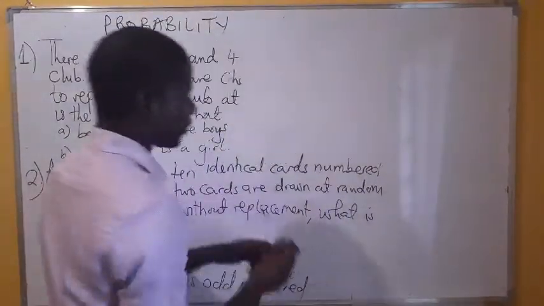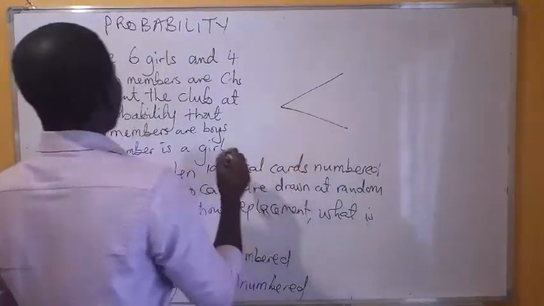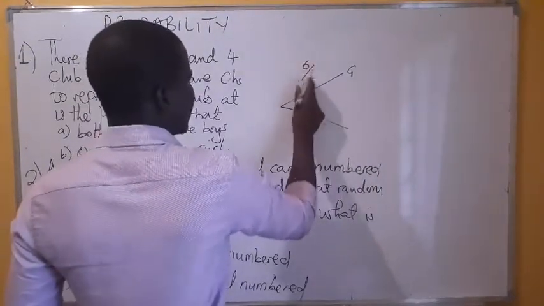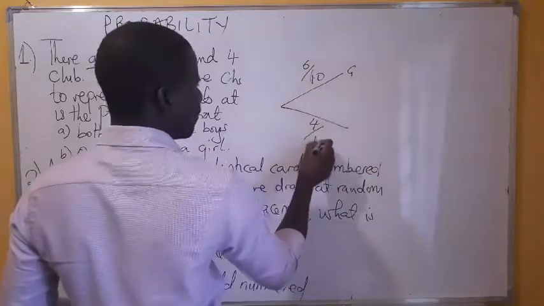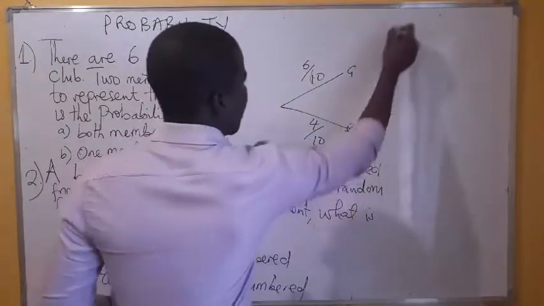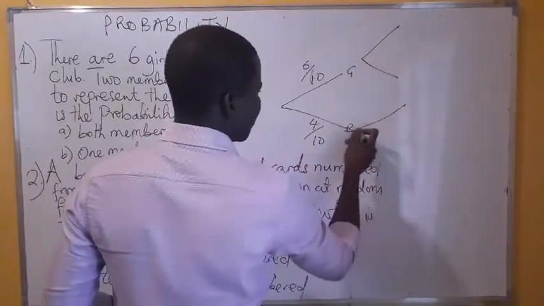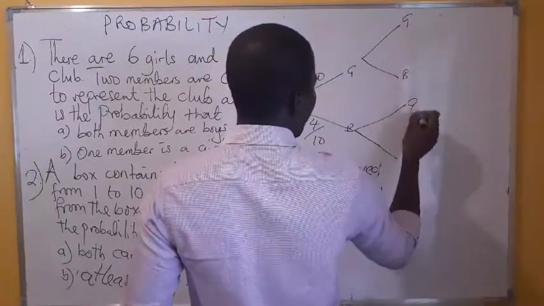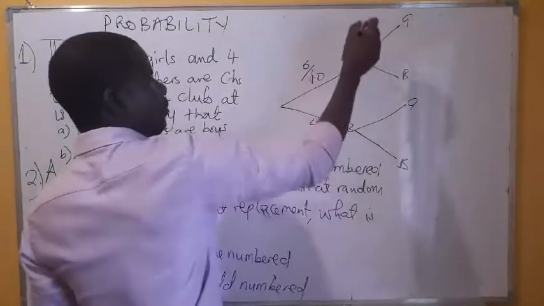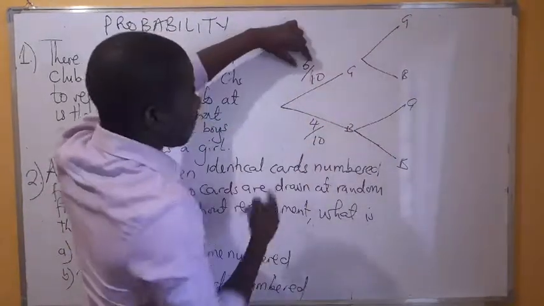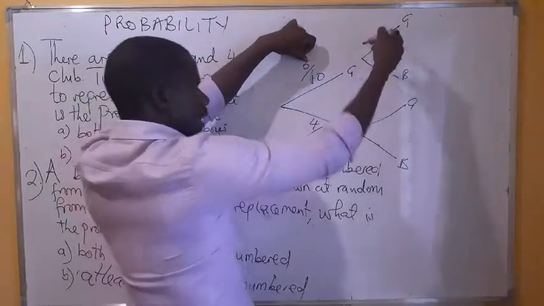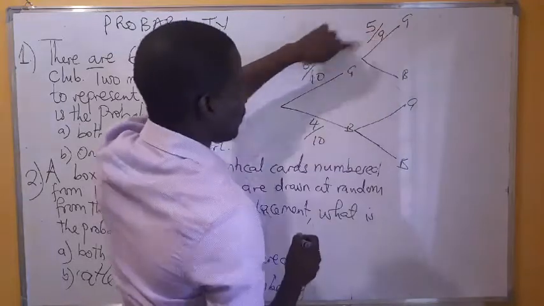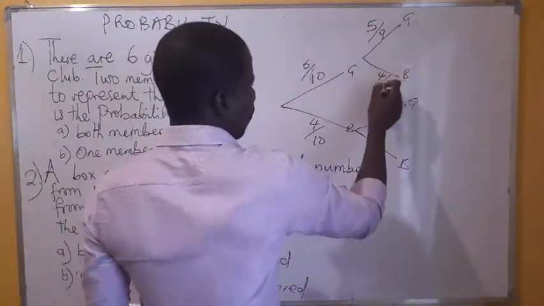So we are saying for the girl to be selected, if the first one that was selected is a girl, it's 6 over 10. For boys, it's 4 over 10. This is the first selection, so we come to the second one. We have girl and boy. If the second one is a girl, the first one was a girl, so the number of girls has reduced from 6 to 5, and the total number has also reduced from 10 to 9. But for boys, there are still 4 over 9.